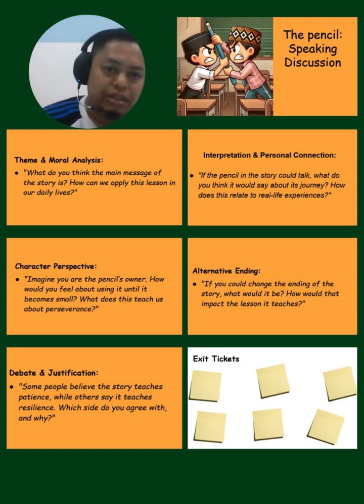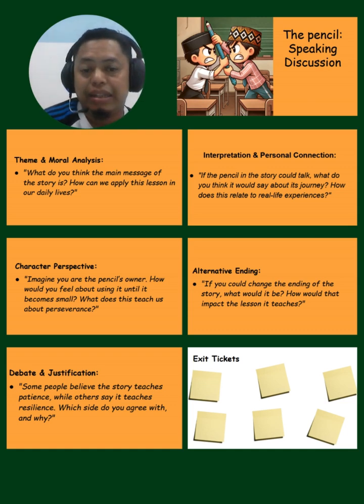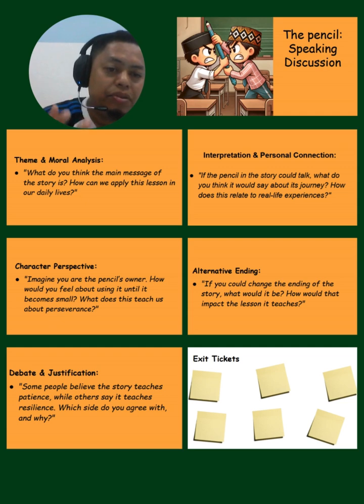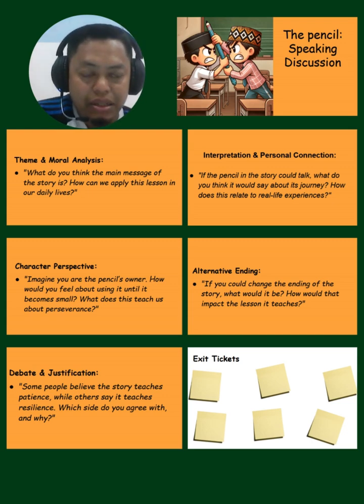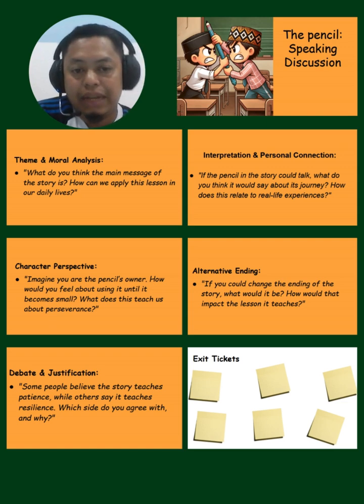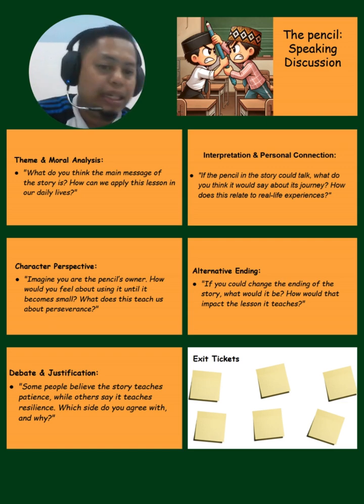This speaking discussion activity encourages students to think deeply about the story, make personal connections, and express their ideas clearly. So the discussion is divided into five key areas, which are the stages in the lesson plan. Number one will be the interpretation and personal connection. So I will prompt these kinds of questions for students to imagine what the pencil would say about its journey and relate it to real life experiences. This helps them to develop empathy and gain a deeper understanding.